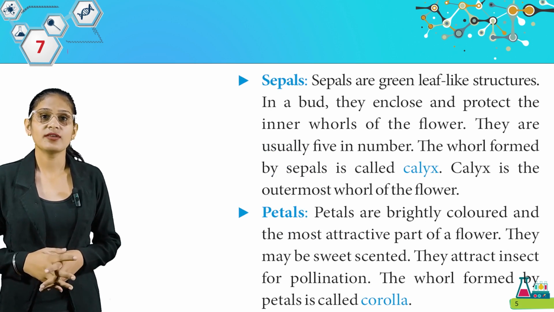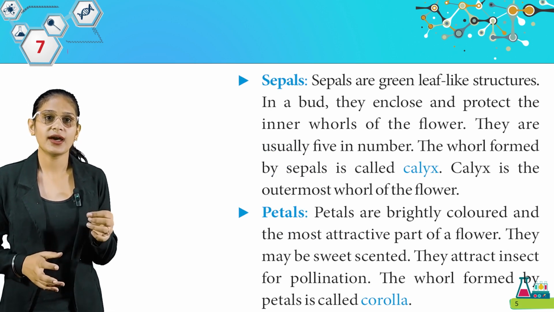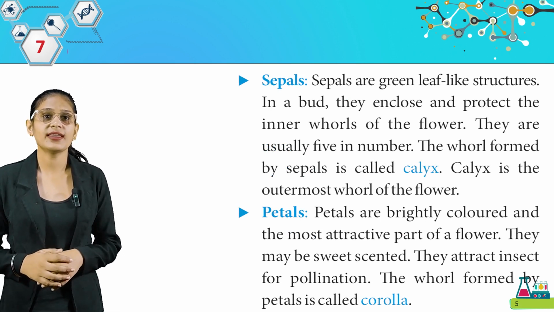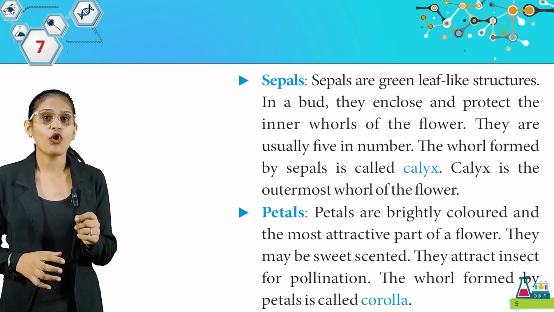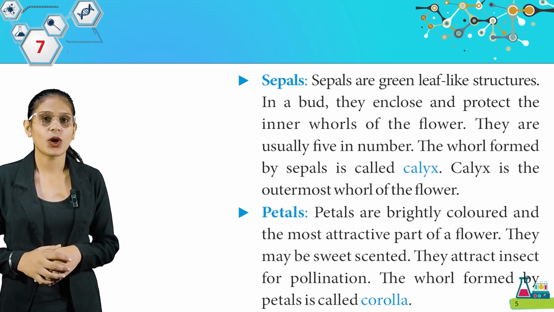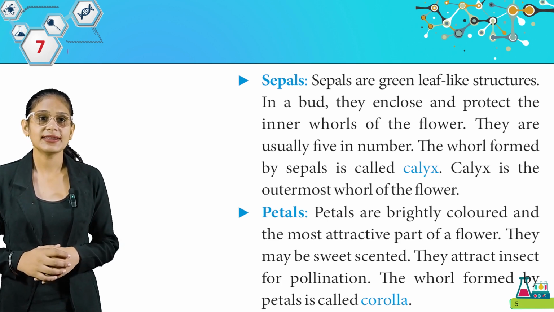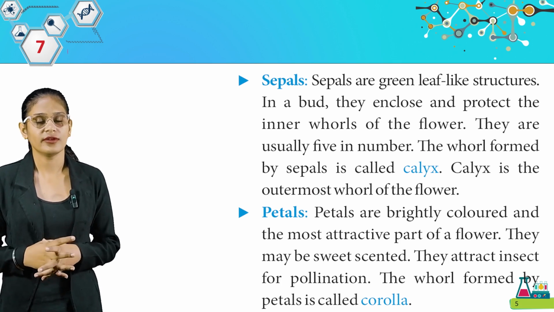Sepals. Sepals are green leaf-like structures in a bud. They enclose and protect the inner parts of the flower. They are usually 5 in number. The whorl formed by sepals is called calyx. Calyx is the outermost whorl of the flower.